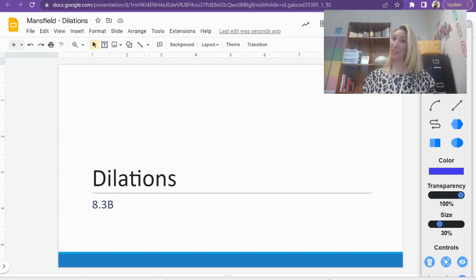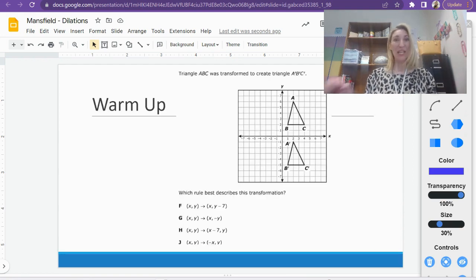Hello, guys. I'm back here to help you out, and today we are going to talk about dilations. So, here we go. For our warm up today, we are going to review another type of transformation.